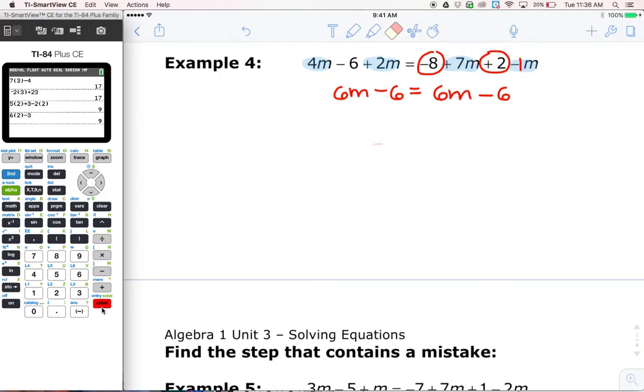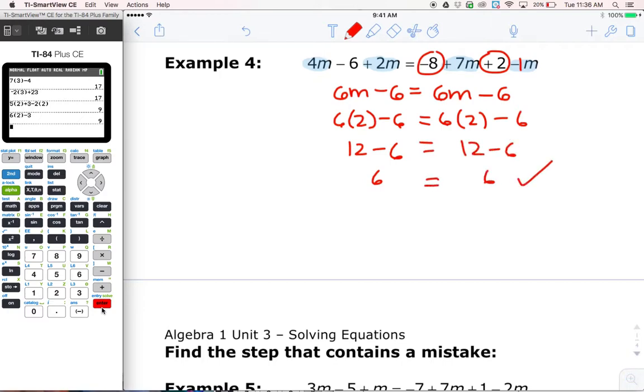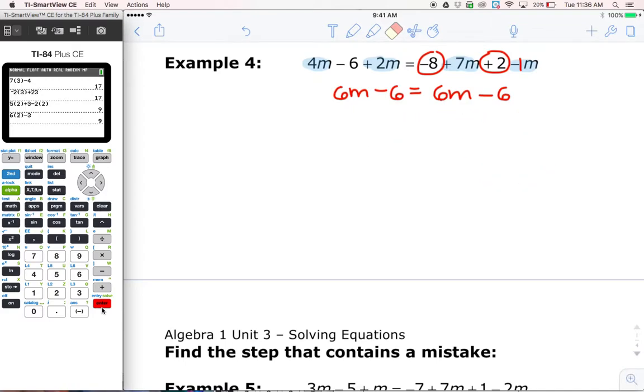Well, guess what? The number 2 also works. If I plug in a 2 here, and I plug in a 2 on the right, 12 minus 6 is 6. 12 minus 6 is 6. Guys, I'm trying to illustrate a point for you here. Anything works. You know what I mean? They're exactly equal to each other. Anything you use for m is going to work. It's going to make the left side equal to the right side.